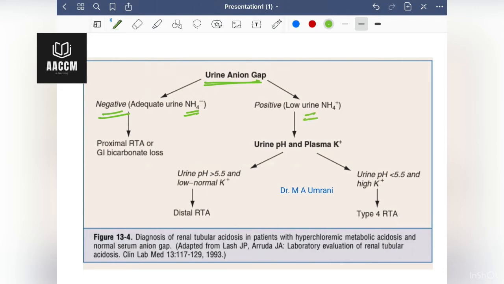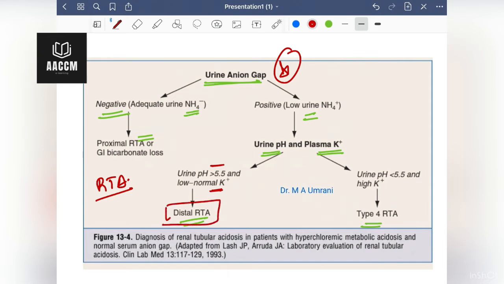If it is positive, we have to see the pH and the plasma potassium, which will help us differentiate between the different types of RTAs. That is a separate algorithm to differentiate between RTAs. If the urine pH is greater than 5.5 and the potassium is normal, it is distal RTA. And if the urine pH is less than 5.5 with a high potassium, it is type 4 RTA. Okay, so shall we go to the next point?